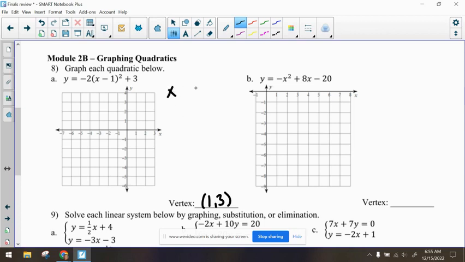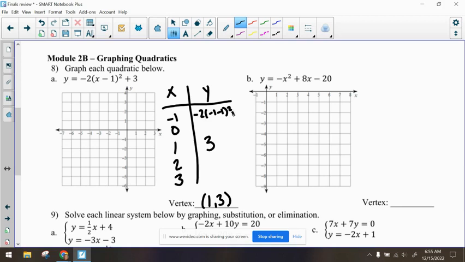Now when I go to make my table, my XY table, I know that (1, 3) is going to go directly in the middle. I'm then going to pick 2 points less than and 2 points more than the vertex to plug in. So I'm going to start with -1. It's going to be -2 times (-1 minus 1) squared plus 3, and that is going to give me -5. Because it's a reflection, I know that +3 must also go to -5 as well.